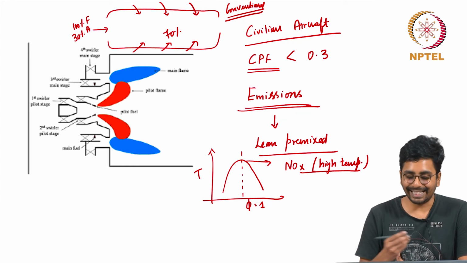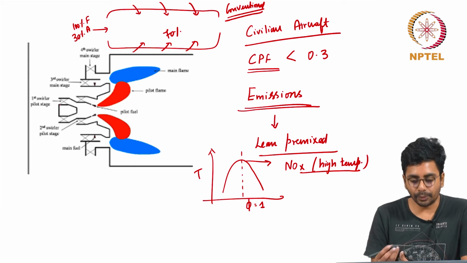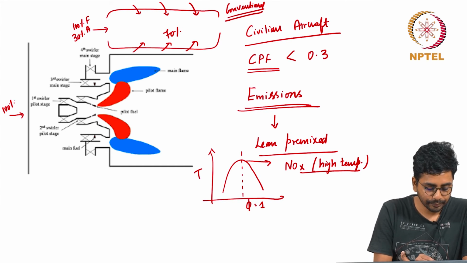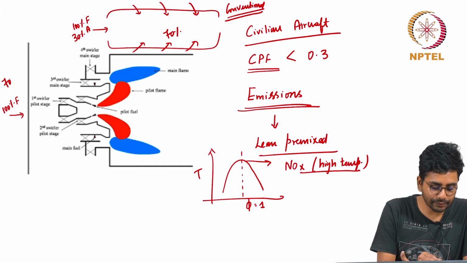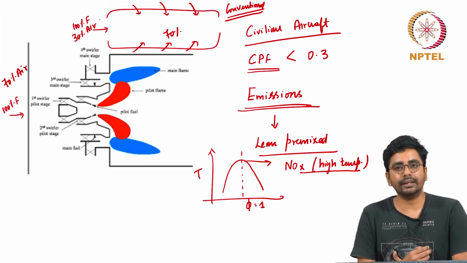Unlike this, in the lean premix system, the fuel, excluding the pilot fuel, all the fuel, 100% of the fuel, comes from here, and more than 70% of the air also comes along with the fuel. And what is done with that air?